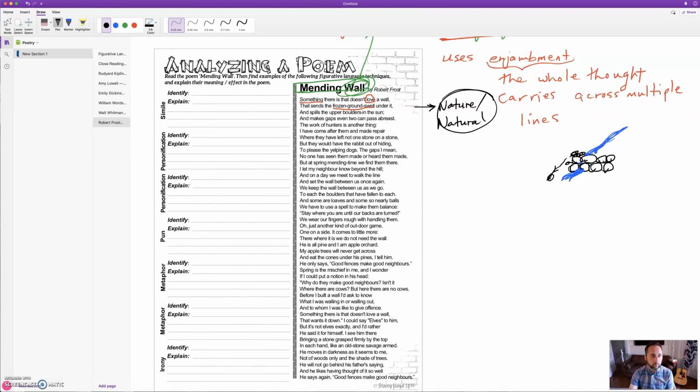It's important. But right off the bat, there's conflict between the wall and nature, because the water is making the wall fall down. But we do have personification because something, in this case, hates or dislikes, doesn't love. And that's personification.